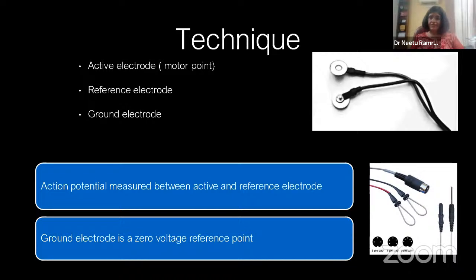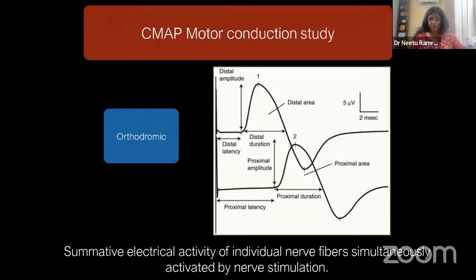So when we say action potential, which is what we actually measure in the lab, that's the differential between the active and the reference electrode. And the third electrode which is applied there is called the ground electrode, which is the zero reference voltage point.